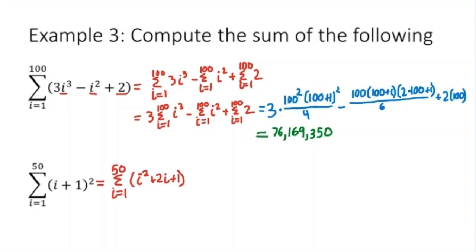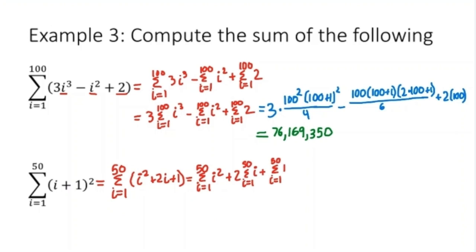Now our summation looks very similar to what we did in the last problem. So if we apply the sum and difference rules and that constant multiplier rule that we saw in the previous slide, we can break our summation down to the sum from i equals 1 to 50 of i squared, plus 2 times the sum from i equals 1 to 50 of i, plus the sum from i equals 1 to 50 of 1.